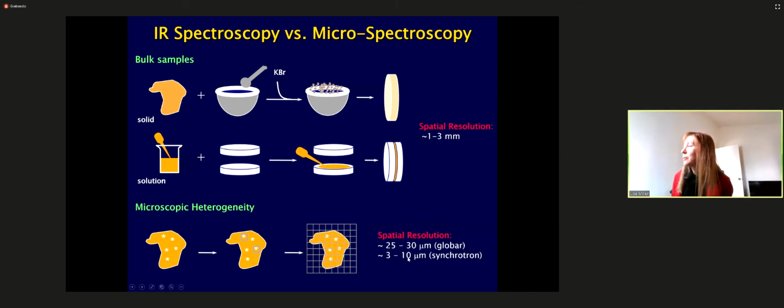But the synchrotron, because it's so much brighter than the glow bar source, will allow you to improve the spatial resolution. So if you have a sample that's heterogeneous on the 25, 30 micron or bigger scale, your conventional laboratory instrument is going to work fine. But if you want to go smaller than that, the synchrotron is going to help you out a lot.